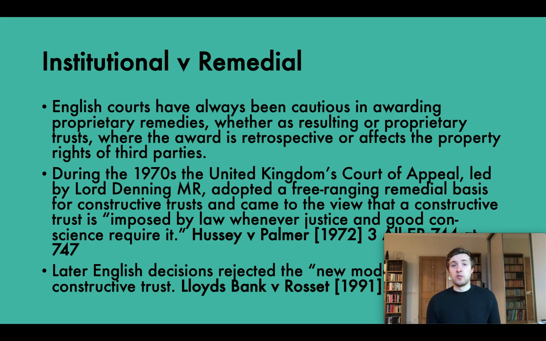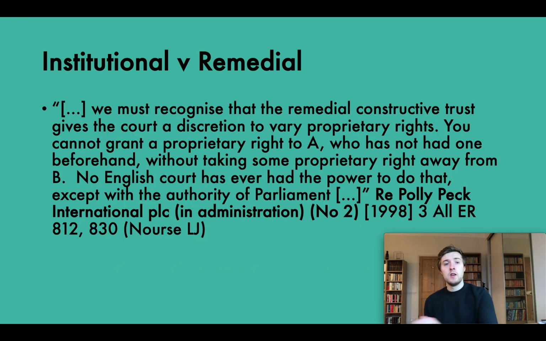Later English decisions rejected the new model of constructive trusts, and we can see that from the case of Lloyds Bank and Rosset. Later, the court said that they needed predictability and needed to take a formulaic approach. Put another way, the court didn't think you could have this free-flowing concept. So in Lloyds Bank and Rosset, the court rejected this new model of remedial trusts that Denning had advocated in 1972. We must recognise that the remedial constructive trust gives the court a discretion to vary proprietary rights. You cannot grant a proprietary right to A who has not had one beforehand without taking some proprietary right away from B.